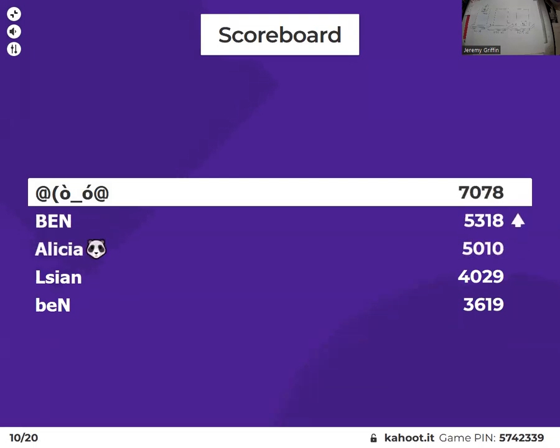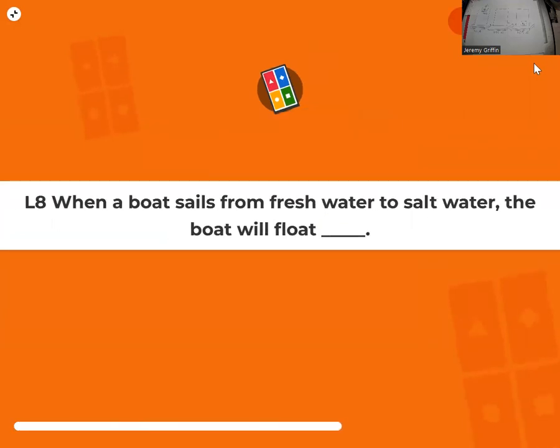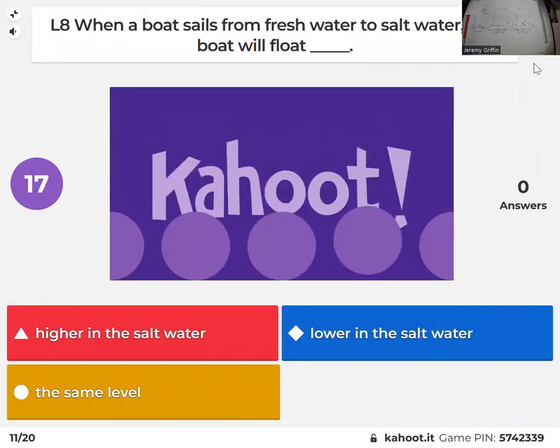Moving up. Determined Stale, still got the lead, 7,000. When a boat sails from freshwater to saltwater, saltwater is really dense. Okay, how will the boat float?